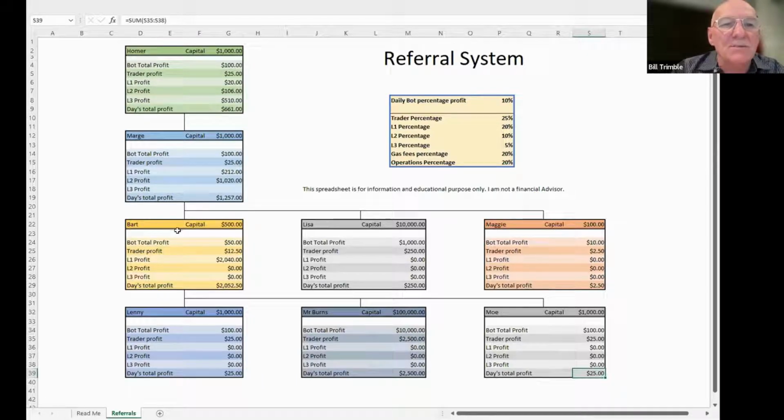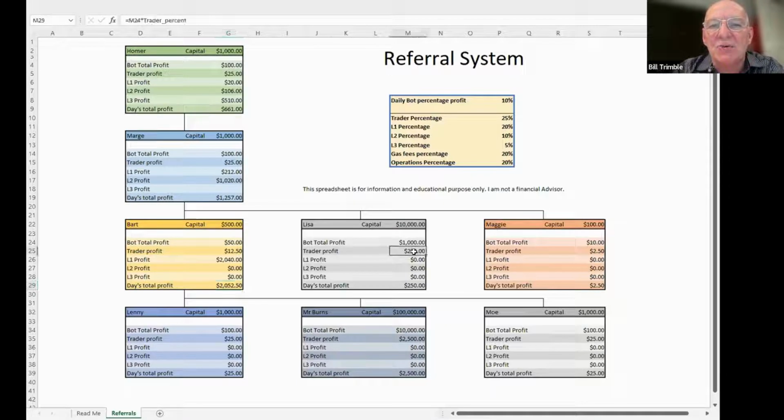But look up here, Bart, because he's introduced these people and he was lucky enough to get Mr. Burns in there, on his level 1, so Bart made, the bot made for him $50. He got $12.50, which is 25% of 50. But because he got these in, including Mr. Burns, on his level 1, he's made 20% of the total, which is $2,040. So now, for the day, he's made $2,052.50, which is 4 times what he put in. So because he got a high roller in there, he made a decent amount of money that day.